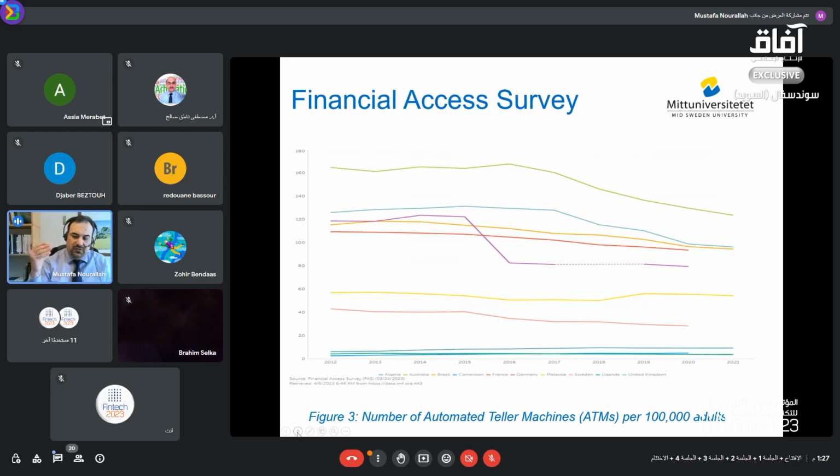Going forward, I'm trying to present the same data, but in lines, where we can see the trends: in some countries there's a decrease, but in other countries there's a slight increase. Even though the number is high in Australia, the trend is decreasing. That means the number of ATM machines per 100,000 persons starts to be less.